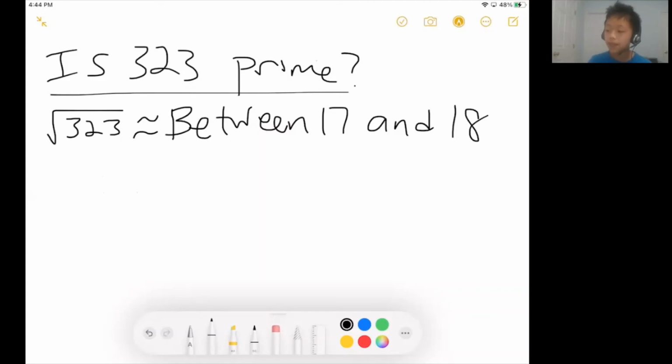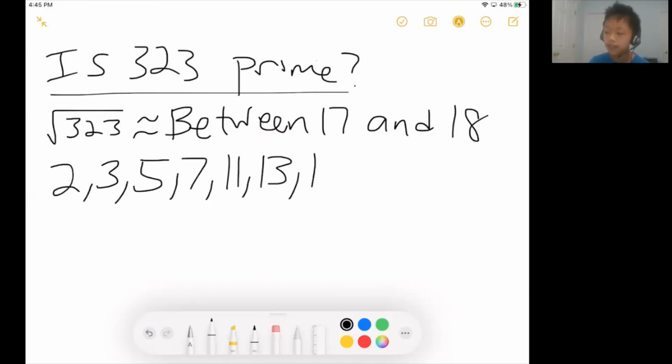So that means we only have to check all of the prime numbers up to 17 or 18. That means we only have to check the numbers 2, 3, 5, 7, 11, 13, and 17. Notice that we only have to check 7 numbers, as opposed to 323 numbers. So we greatly reduced the number of possibilities that we have to check.